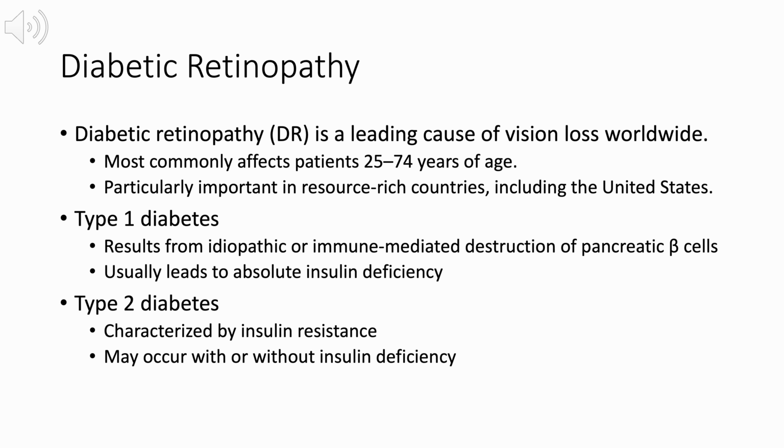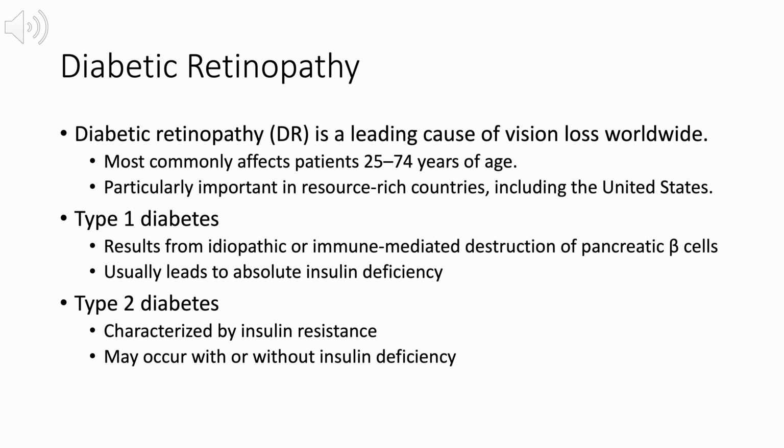Let us start by placing diabetic retinopathy in its proper public health context. Diabetic retinopathy is a leading cause of vision loss worldwide, and it is important to appreciate exactly which patients it takes vision from. It most commonly affects patients between 25 and 74 years of age. This burden is particularly important in resource-rich countries, including the United States, where the prevalence of diabetes continues to climb.